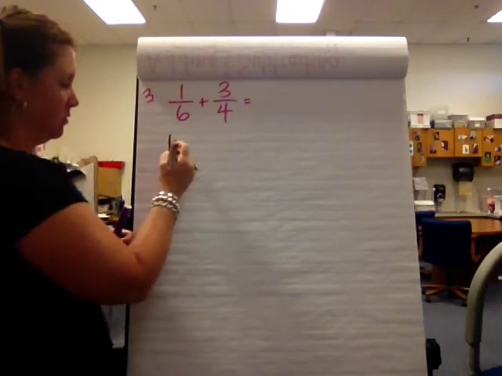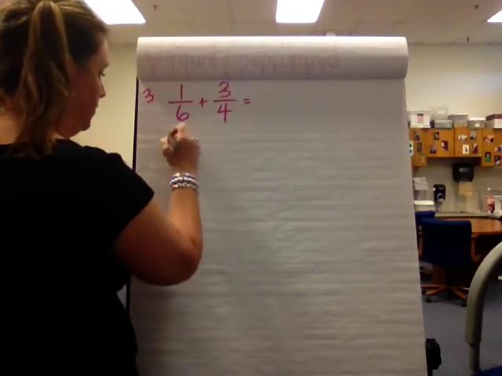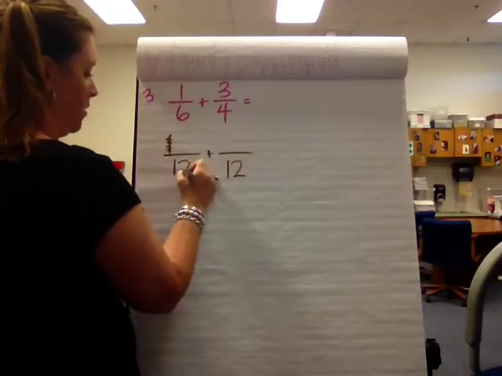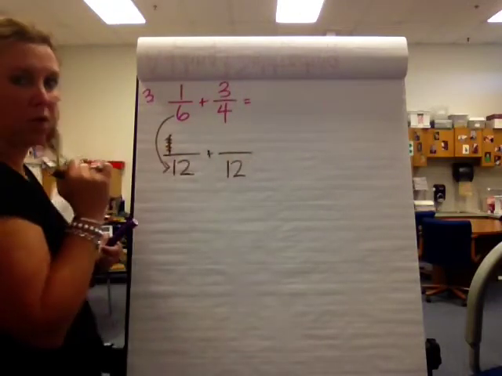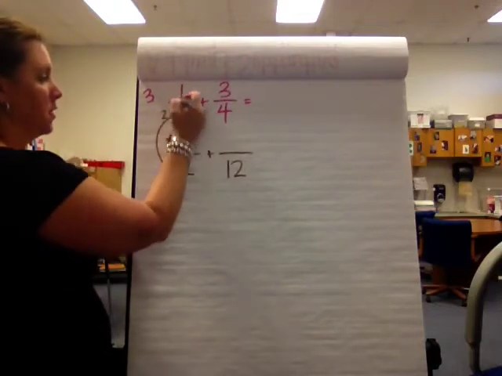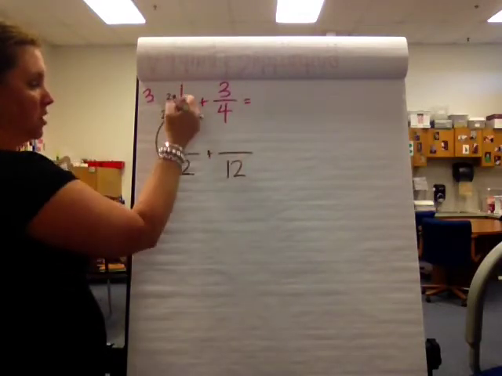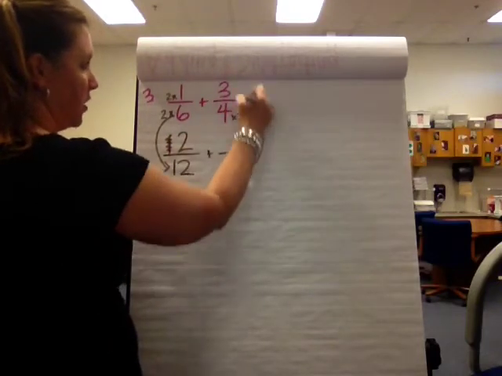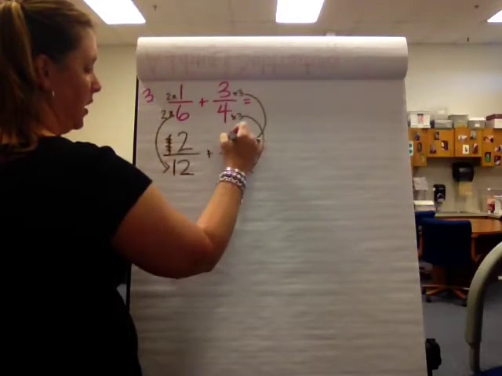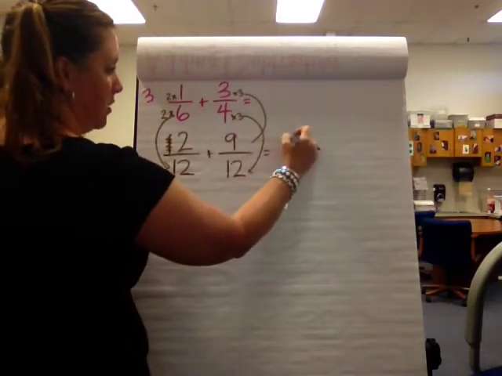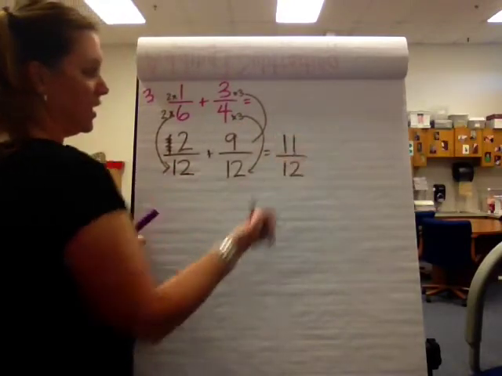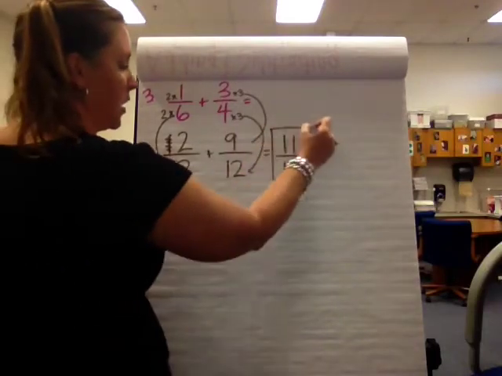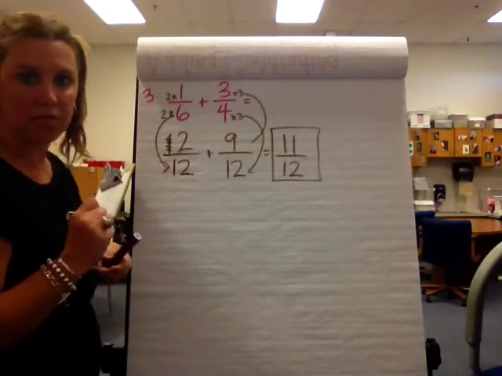Oh, oops, sorry. Okay, so what did I do from 6 to 12? Times 2. Whatever you do to the bottom, you must do to the top. 1 times 2 is 2. 4 times 3 got me 12. Therefore, 3 times 3 is 9. Is this simplified? Yes, it is, because of rule number 3, they are consecutive.